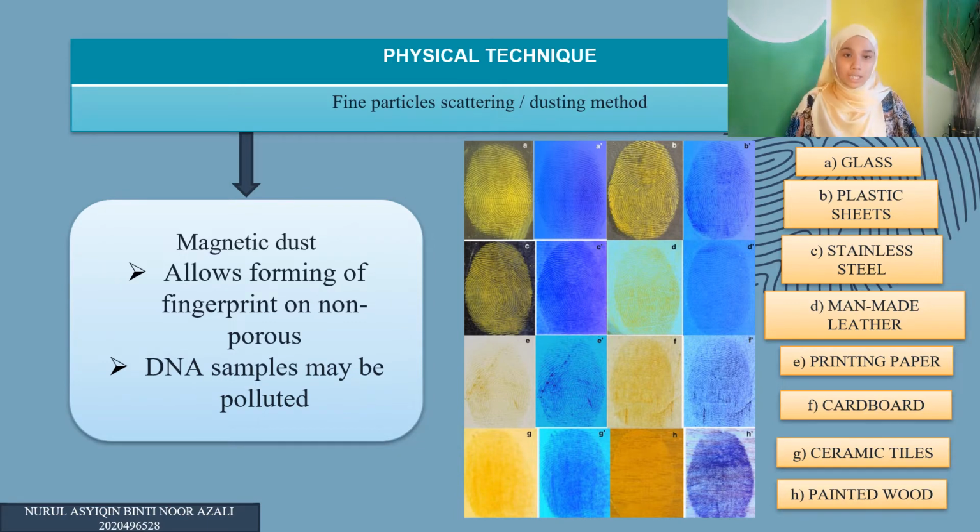Fingerprints created by physical techniques involve physical touch with impression deposit, like fine particle scattering or dusting method. Magnetic dust is a common dust used at a crime scene. Fine particles in a fatty or greasy mixture form a stickiness that allows formation of the fingerprint. These pictures show latent fingerprints by powder dusting method on non-porous surfaces. However, DNA samples may be polluted due to transmission from the fingerprint brush.